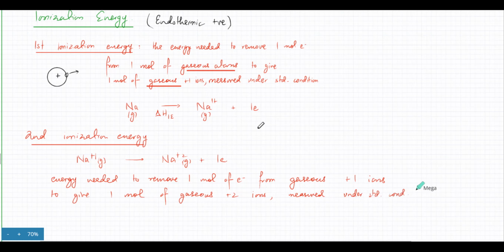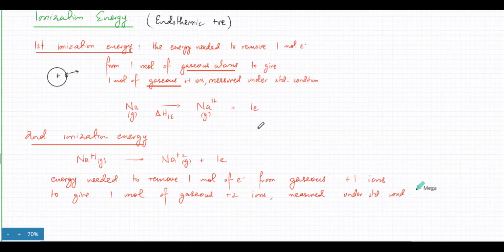I said it depends. Now we're coming to that, okay? So we're now going to discuss factors that affect ionization energies. Okay, we're done with the definition. But you can be asked to write different ionization energies.